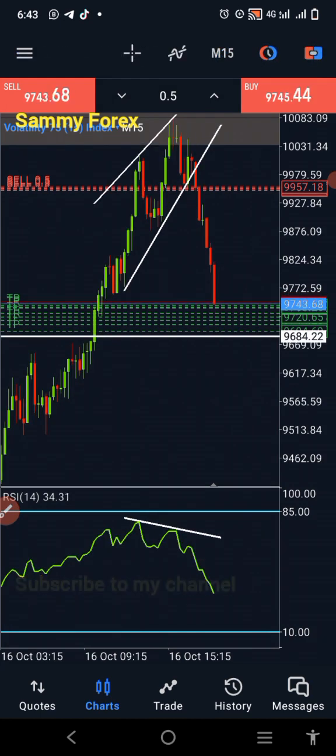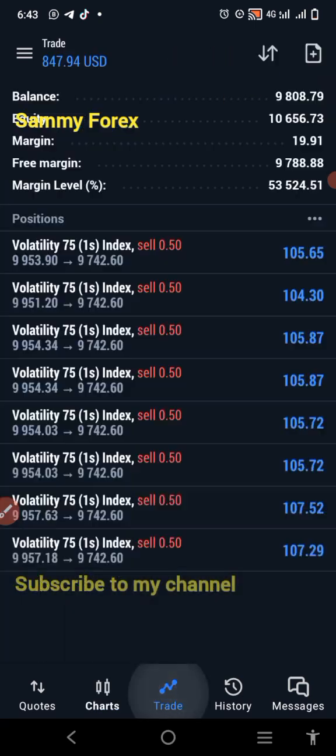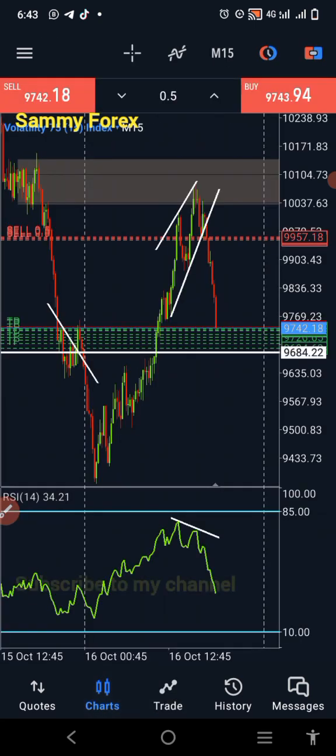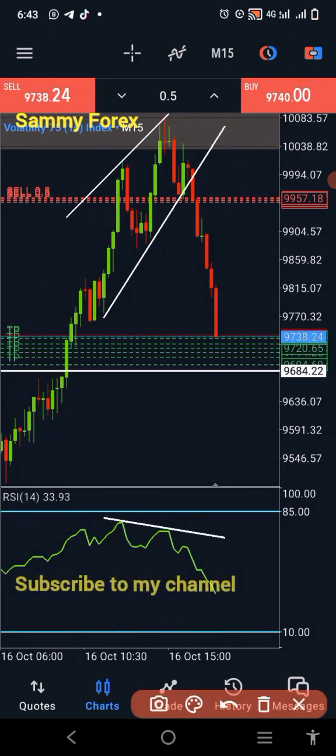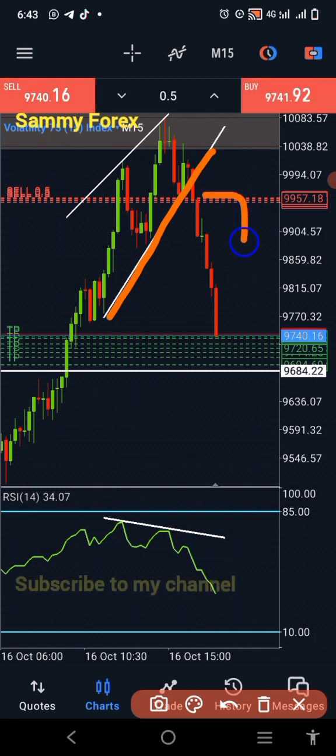Price gave us a higher high and a lower high, and this happens to be the first divergence for today, guys. And immediately it was confirmed by breaking this level, this trend line here. That was when I took my entry as a sell.